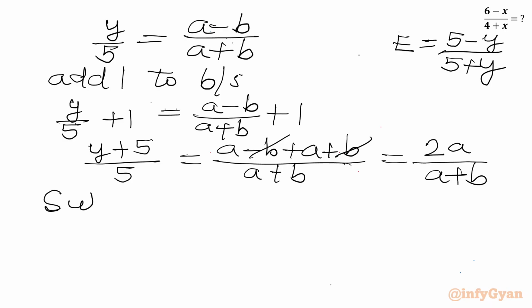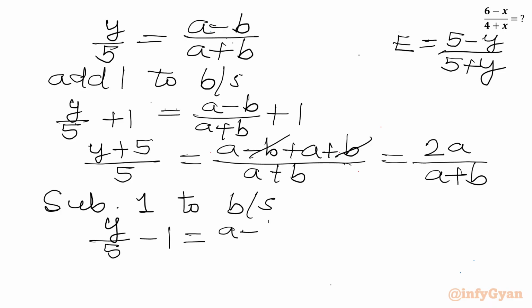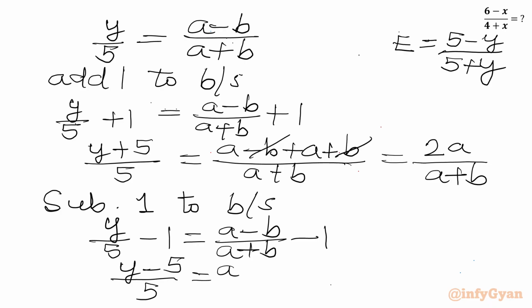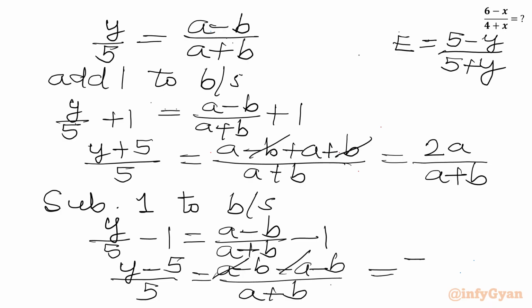Now I will subtract 1 from both sides. We will get y over 5 minus 1 equal to (a minus b) over (a plus b) minus 1. So I can get (y minus 5) over 5 equal to (a minus b minus a minus b) over (a plus b). So plus a and minus a will be over. We will get minus 2b over (a plus b).